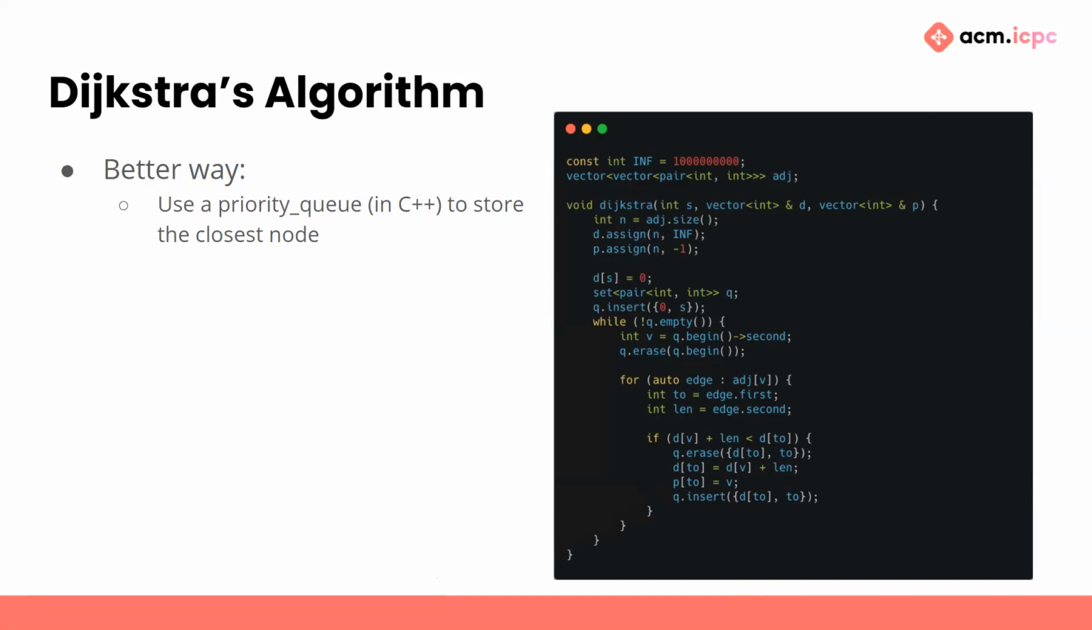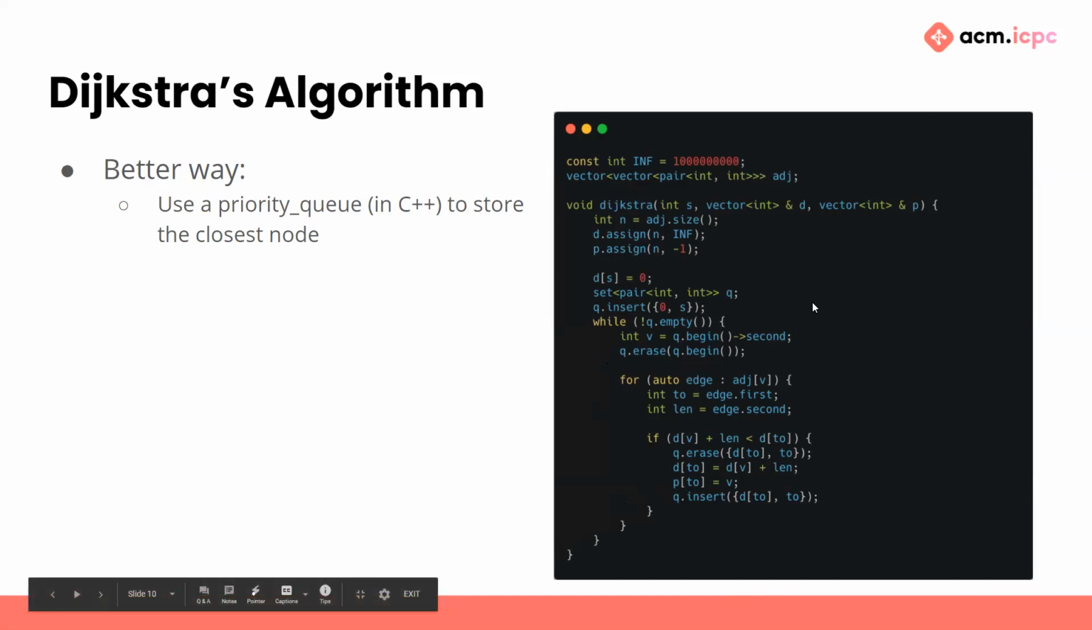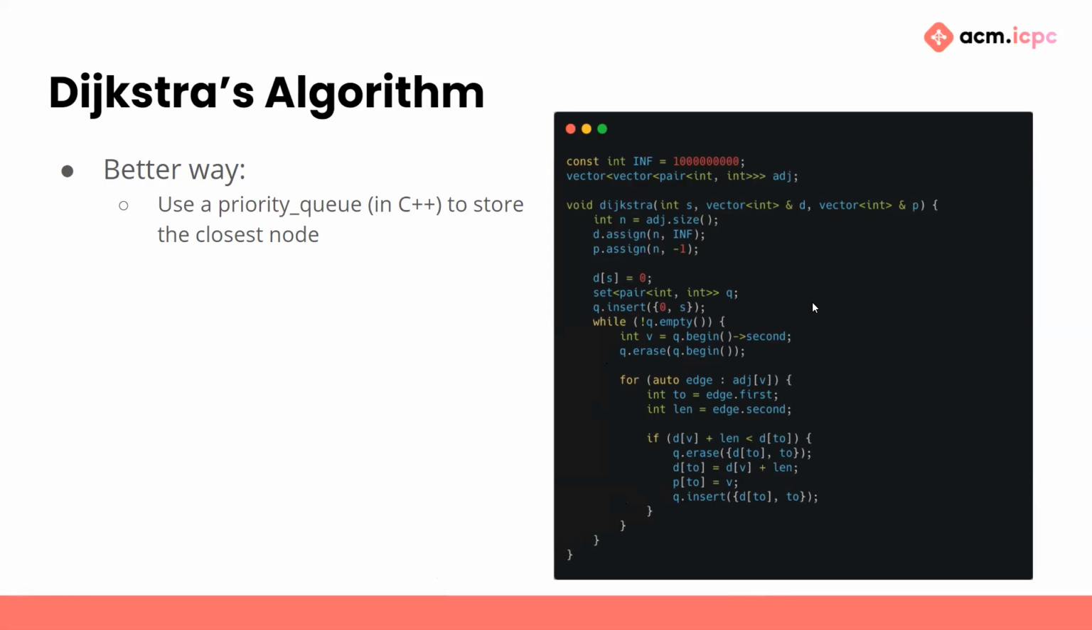And we take the closest one, delete it from the priority queue, and then we iterate through all of its neighbors and try to relax all those neighbors. And this is a lot faster because we no longer have to iterate through every single node. We just have to take the top of the priority queue. And at every single step, if we've relaxed some node, we can just push that node into the priority queue, and it'll automatically sort the distances for you.